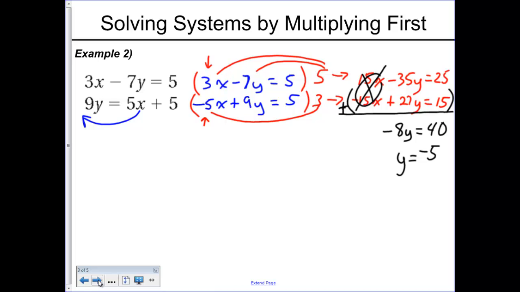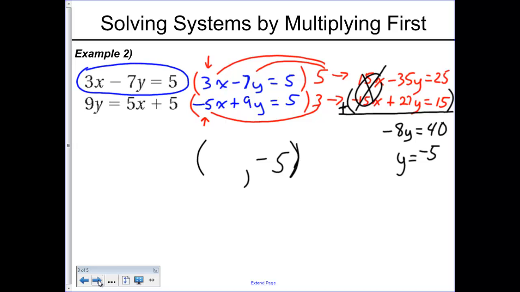Now again, this is a system of equations, so I only have half of the answer here. So I have a negative 5 for y. I got to calculate my x value. So I've got to choose one of my original equations. I'm going to choose this equation right here to substitute in. So 3x minus 7 times, in place of y, we're going to substitute a negative 5. And that's got to equal positive 5.